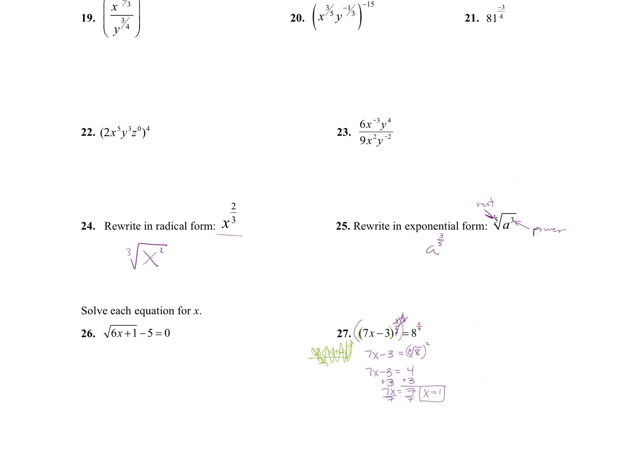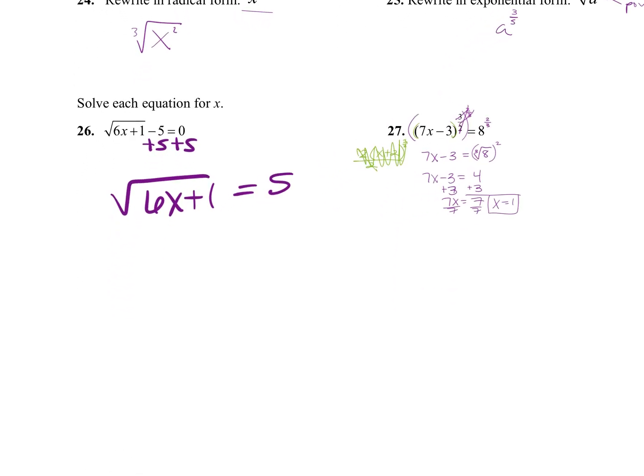What happens when a radical equals a negative? No solution, right? If it's this, 6x plus 1 equals a negative 5, you say no solution. This one, you would isolate, add the 5, so you get the square root of 6x plus 1 equals a positive 5. Okay, what do you do from here? Square both sides. So when you do that, 6x plus 1, the radical goes away, equals 25.